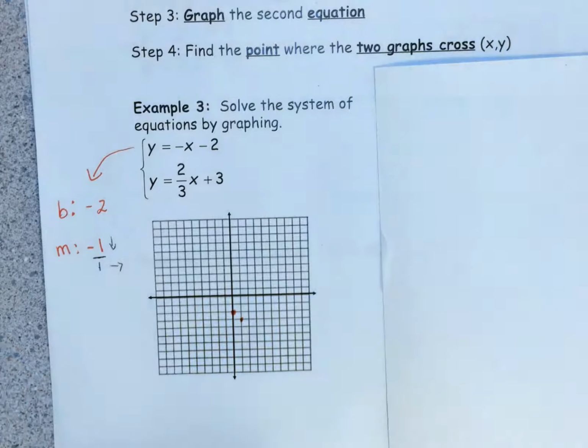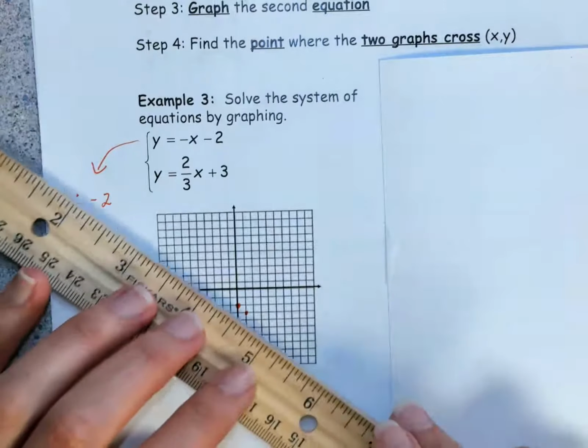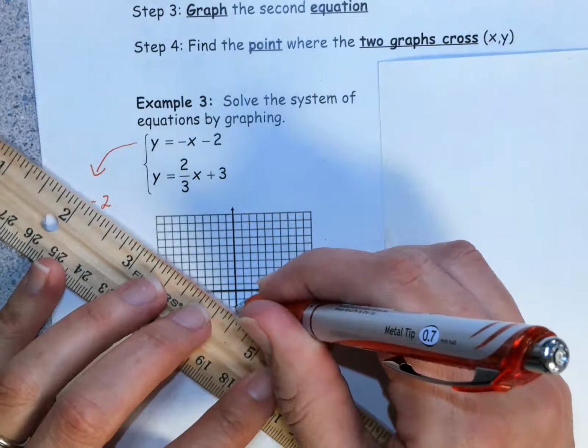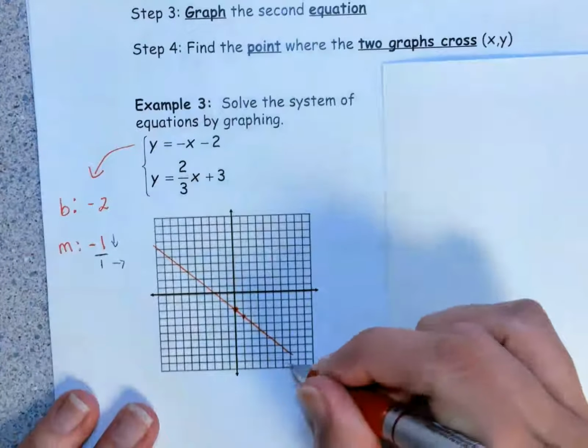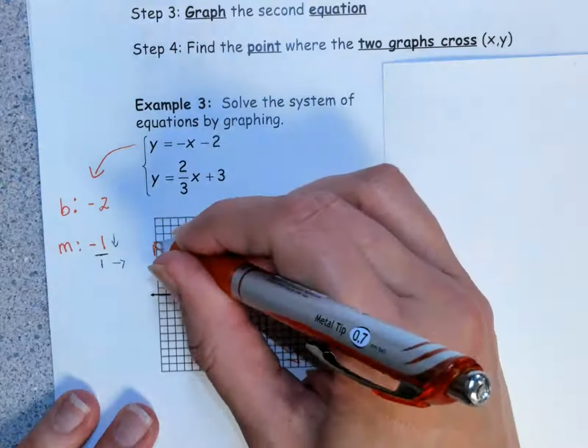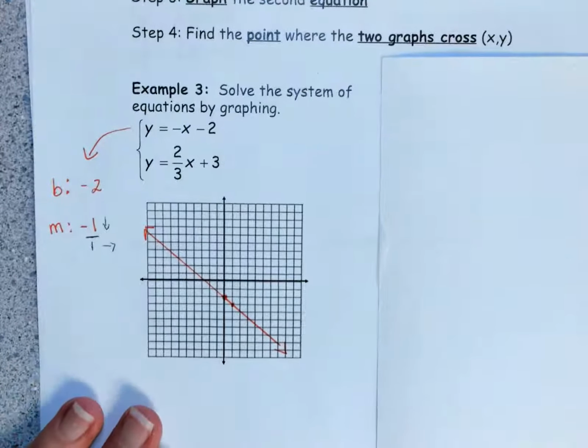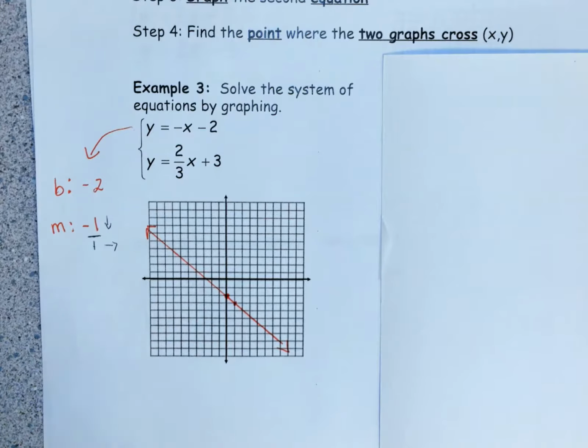You only need 2 points to draw a line. So we're going to connect those 2 points, line them up. Lines go on forever and ever in both directions, so put your arrows at both ends. Like I said, please pause the video right here if you need to get caught up.